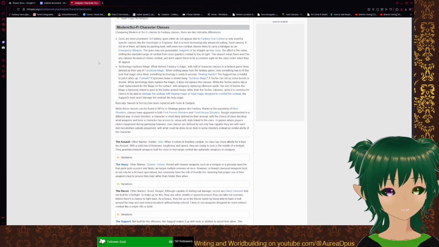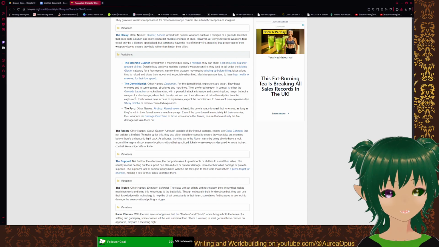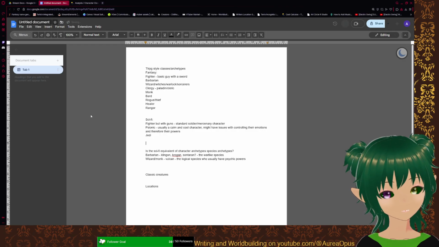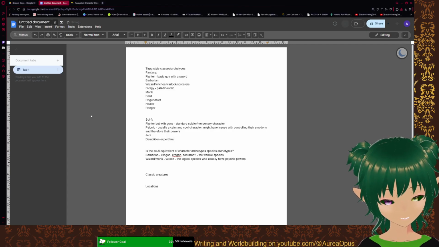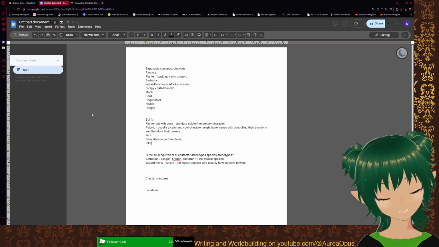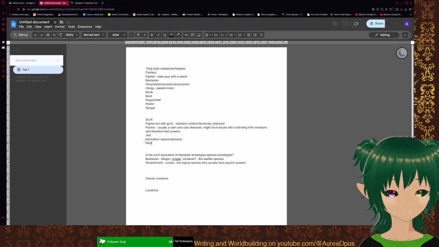Oh, okay, so TV Tropes does have a sci-fi section for this as well. The soldier, yeah. Heavy, a machine gunner, demolitionist. Okay, that's definitely one. We'll stick that on the list. The demolition expert/mechanic. The pilot. The ace pilot, that's definitely a very big sci-fi class/character archetype. One of the few where I think you don't really see an equivalent in fantasy.